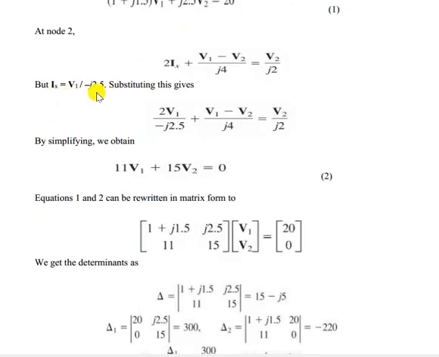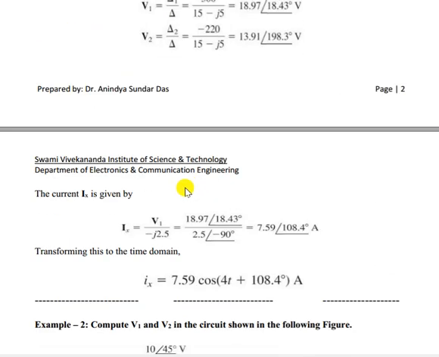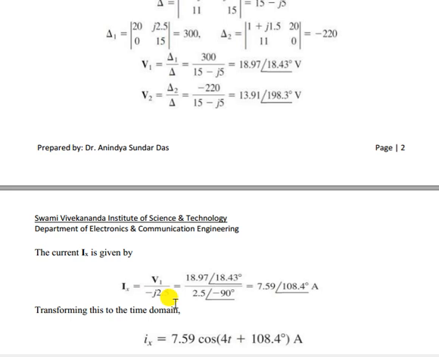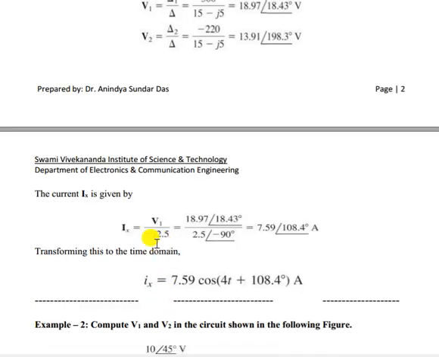Ix is V1 by minus j2.5, so you can find out Vx. Now here what happened? The Vx value, we have converted into equivalent polar form from this Cartesian form. Here we can say minus j means always minus 90 degrees, plus j means plus 90 degrees, and this value is nothing but 0 minus j2.5. So we get this value.